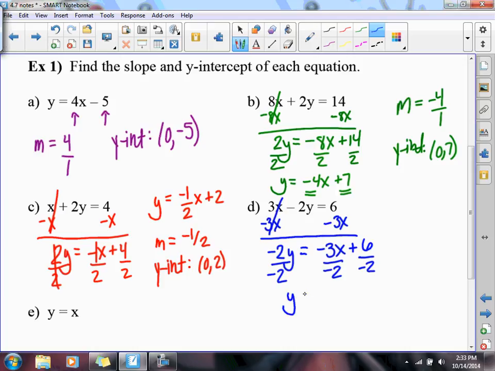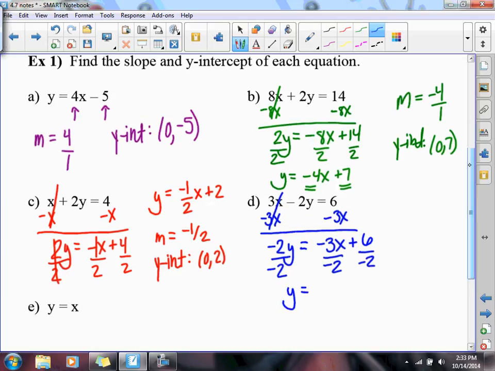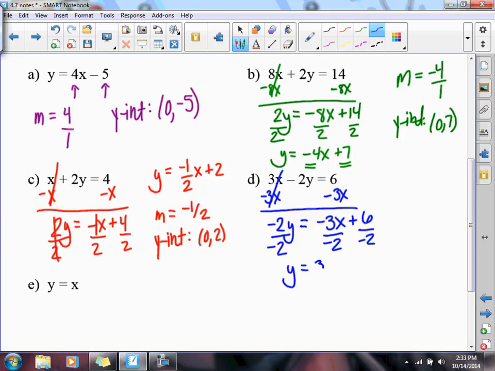So y will equal, now here I have -3 over -2, so I'm just going to leave that 3 over 2. Negative divided by negative is a positive. 3 over 2, I'm not going to write it as 1.5. I'm just going to leave it 3 over 2. It's already reduced as much as it will be able to reduce. And then 6 divided by -2, that's going to be -3. So for this problem, my slope is going to be the 3 over 2. So I'm rising 3 and I'm running 2. And then the y-intercept for this problem is going to be 0, -3.